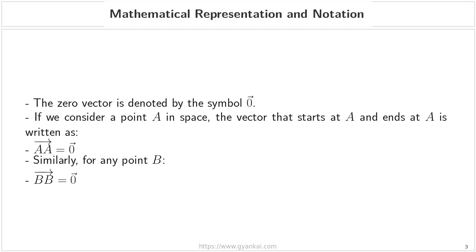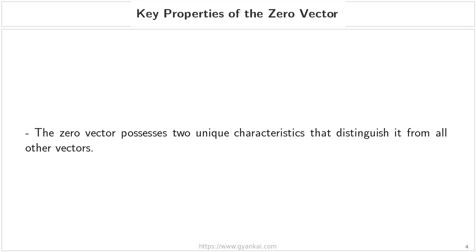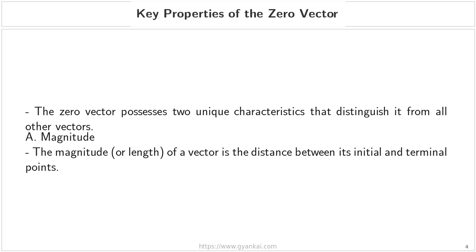Key properties of the zero vector. Now that we have established the notation for the zero vector, let's dive into what actually makes it so unique. As we saw in the previous slides, the zero vector is a special case where the start and end points are identical. Because of this, the zero vector possesses two unique characteristics that distinguish it from all other vectors you have studied. First, let's look at its magnitude.